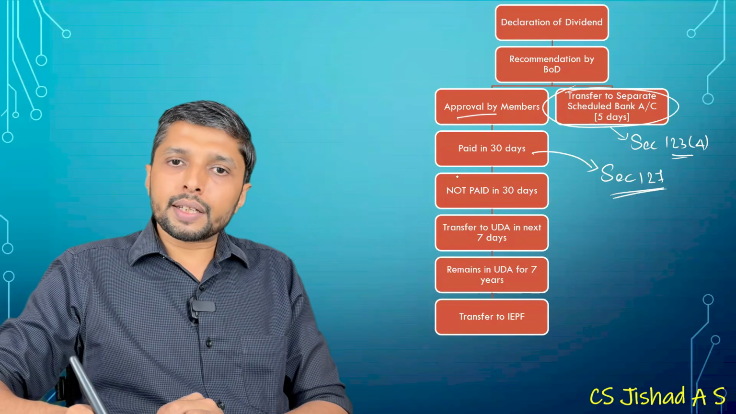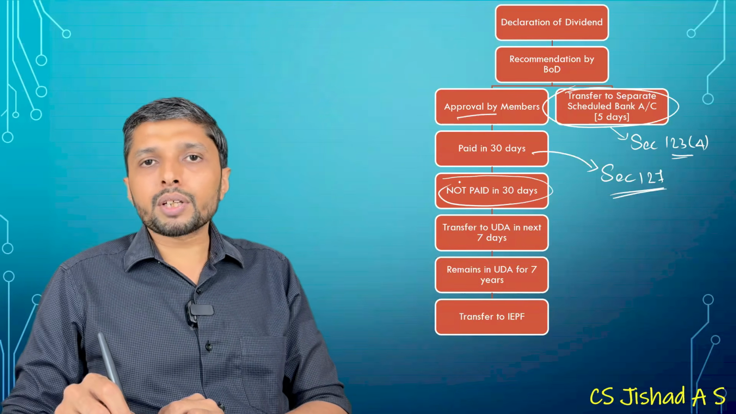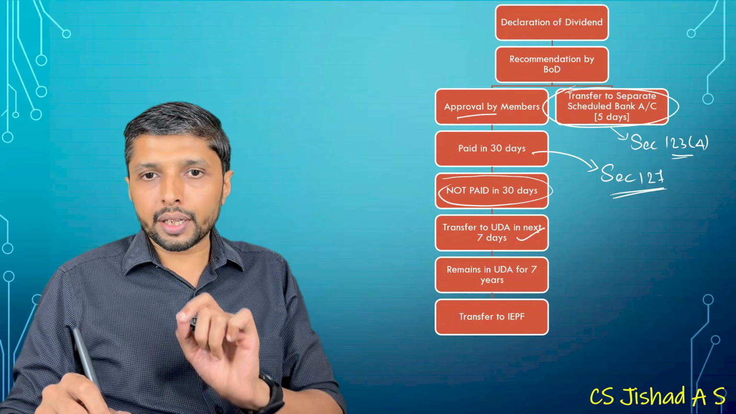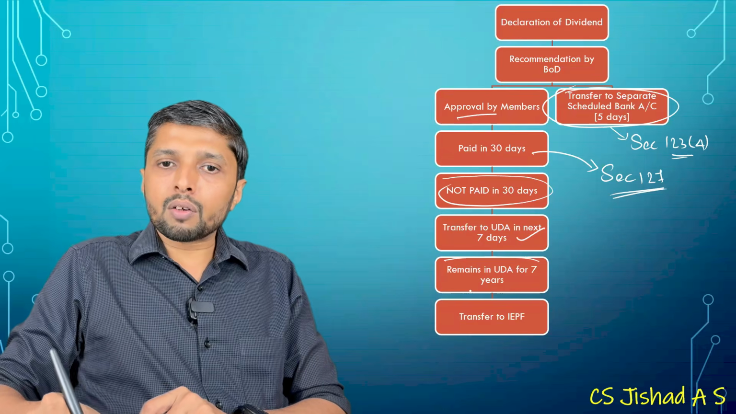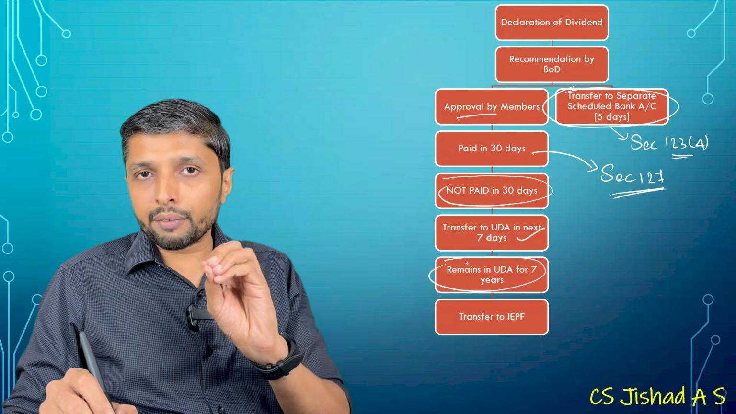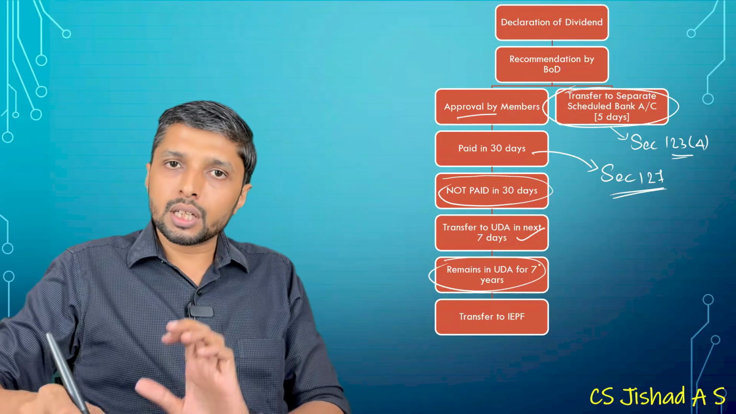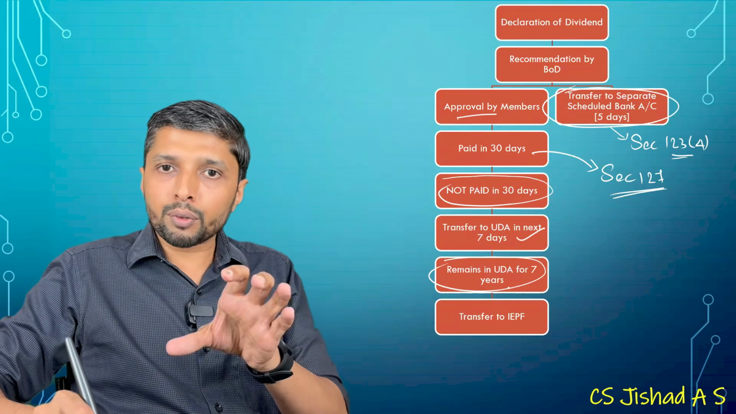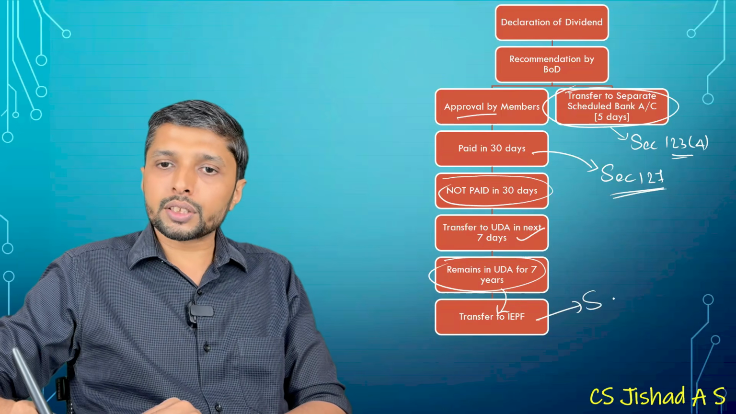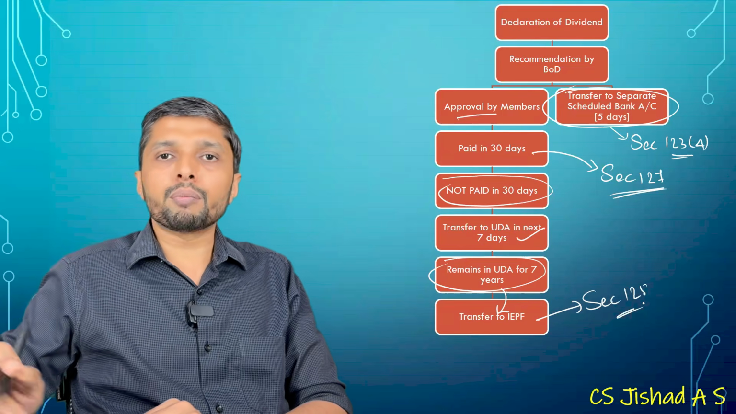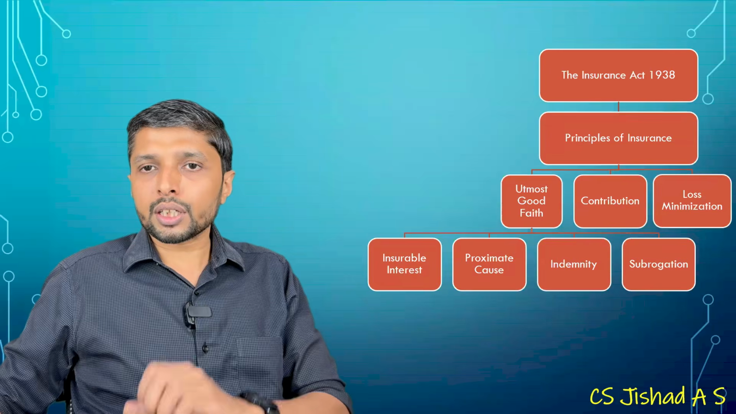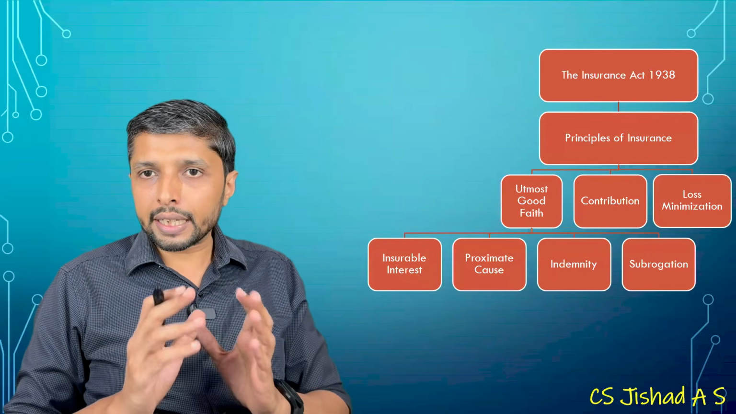Then if the dividend declared is not paid within 30 days of declaration, in the next 7 days it has to be transferred to unpaid dividend account. Sorry, the amount of unpaid dividend will remain in UDA for 7 years. Once it has remained for 7 years, it will be transferred to IEPF, which is constituted under section 125 of Companies Act 2013.